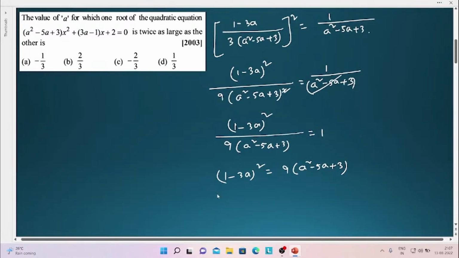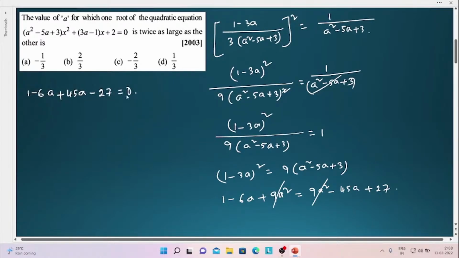So let me break that part using (a minus b) whole square. It will be 1 minus 2 times 1 times 3a, so it will be 6a, plus (3a) whole square, which is 9a square, right? Equals to 9a square minus 45a plus 27, right? So 9a square and 9a square will be cancelled out. So we will have 1 minus 6a plus 45a minus 27, which equals 0, right? So you can calculate, it will be 39a minus 26, which equals 0, right?